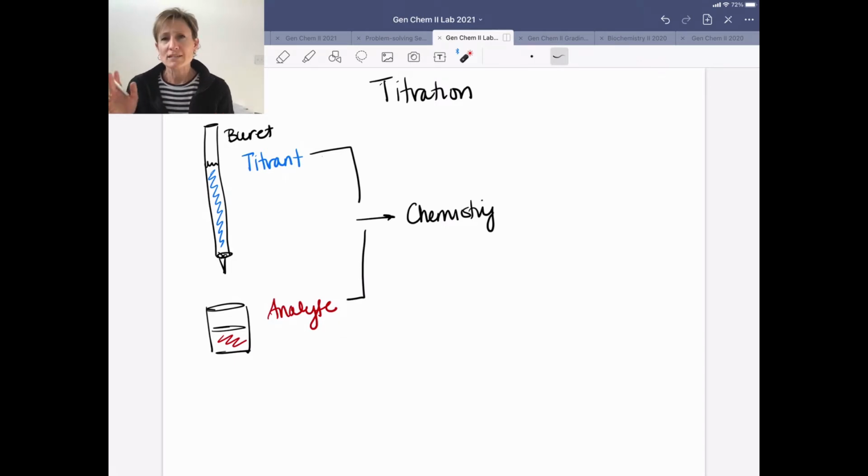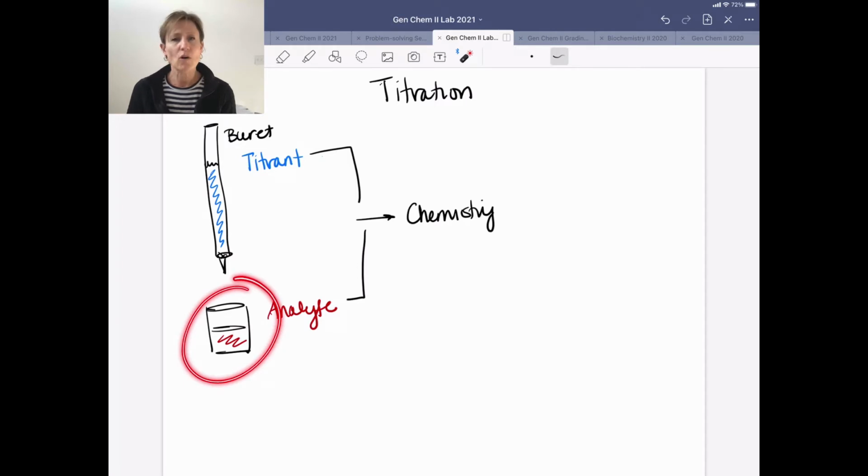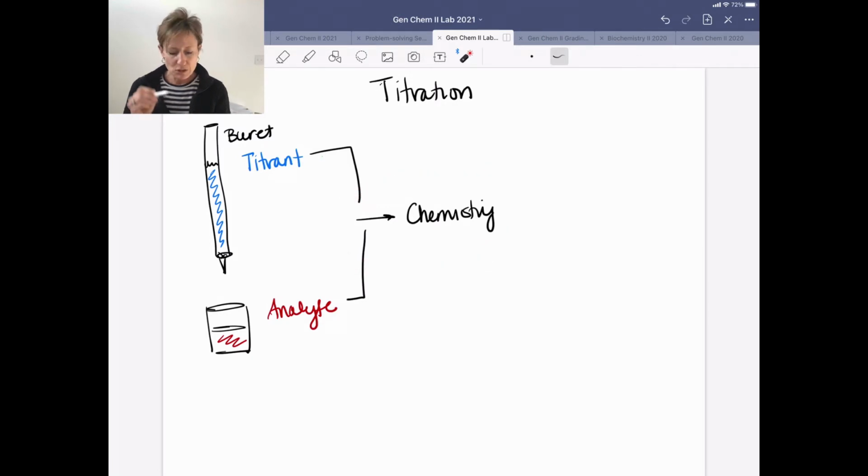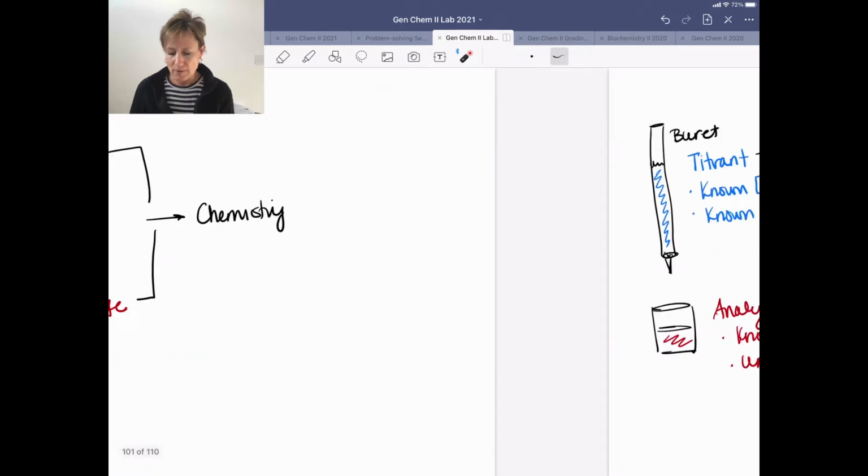All right, so a titration. Introducing you to some of the terminology, we often have something called a titrant, which we are going to keep in our burettes. Now, we've been using burettes for several labs already, so you should know how to use those pretty well. And then we're going to have an analyte, and that's usually going to be in a beaker or it may be in an Erlenmeyer flask. But what's at the core of a titration is chemistry happens between a titrant and an analyte. So there's a chemical reaction that's generally happening.